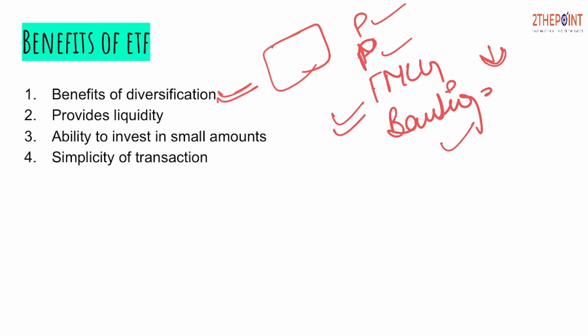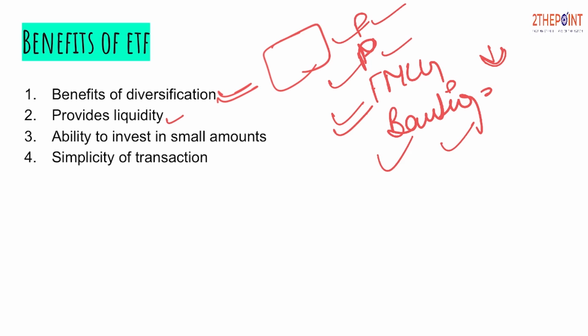So even if this one is going into loss, but these three are picking up, so your risk is diversified as compared to if you are just concentrating your money in one particular stock of one particular company. So the risk gets diversified when you invest your money through exchange traded funds. It provides liquidity. How does it provide liquidity? Because it is traded on exchanges, so you can easily sell it whenever you need the money back. So it provides liquidity to you in this way.